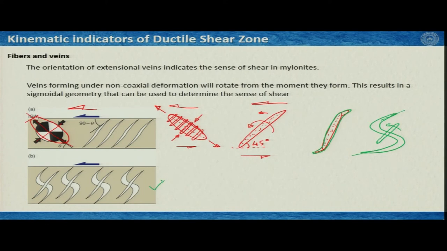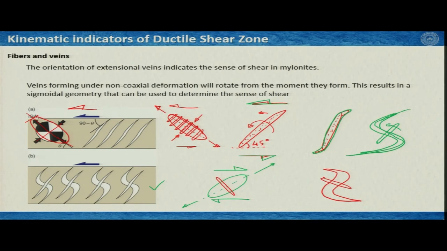Now, if that happens, then you see that once the sense of shear is sinistral, then you form a sigmoidal shape, which is like the English letter S. And if this happens in a dextral manner, then the instantaneous strain ellipse would be like this. This is the long axis, so this is the stretching direction. The fractures would tend to form like this, and then it would rotate and eventually would form something like this, which is like the English letter Z, and that may have another fracture like this.